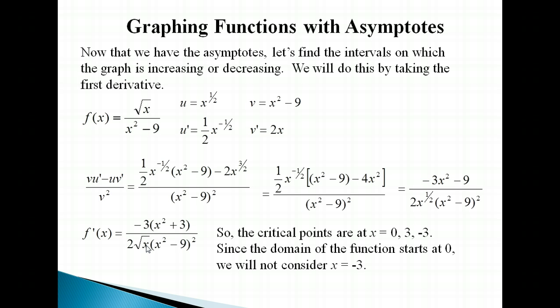Now in this format, it's easy to see where the critical points are. So they're 0, 3, and negative 3. Here at 0, you would have it undefined. At 3 or negative 3, it would be undefined. But we're going to ignore the negative 3 because our domain starts at 0. Our numerator is never going to equal 0, again, because you have an x squared plus 3 here, and x squared is never going to equal negative 3.